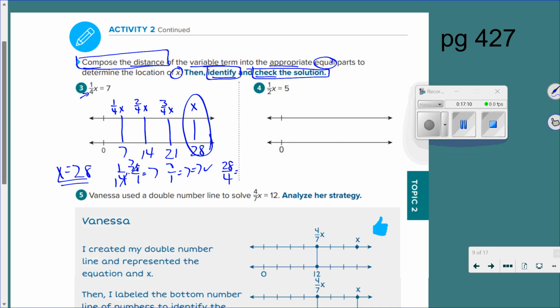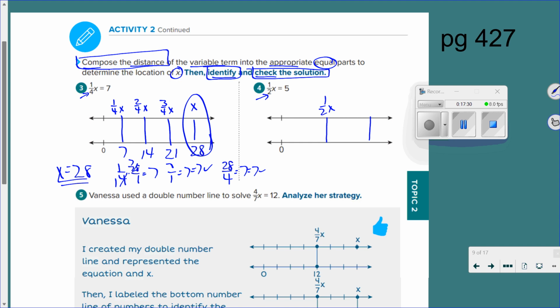Yes, Ben. You like? Okay, my next one, again, my denominator tells me how many intervals. In this case, there's only 2 of them. So I have 1/2 x is 5, meaning that x would be 10.